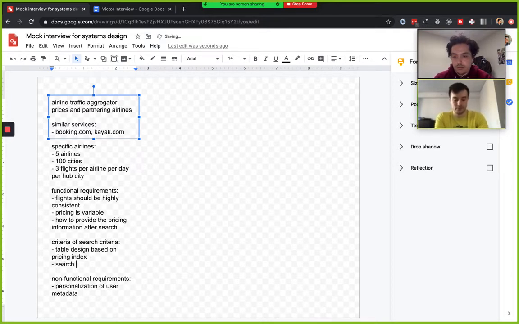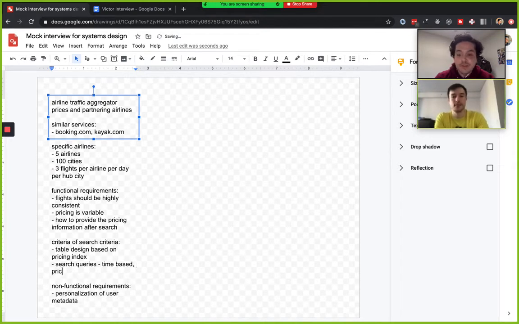Search query parameters. Those common queries tend to be time based, so 5 a.m. to 11 a.m. if you have certain departure needs. Price based, maybe you want high to low. Maybe you're someone with a lot of money and comfort is more of your criteria for buying a plane ticket. Price high to low.